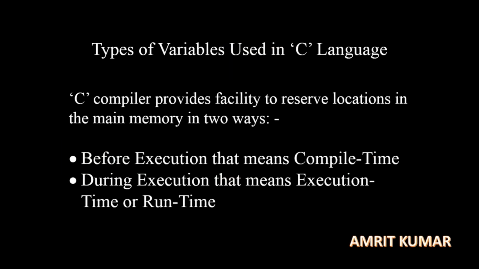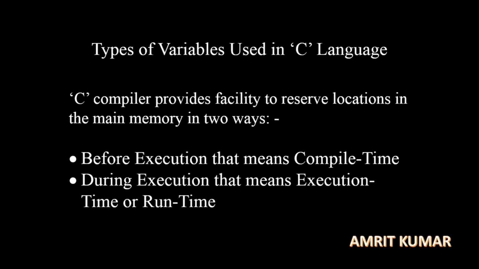Types of variable used in C language is a very important topic. C compilers provide the facility to reserve a location in the main memory in two ways. What are these? The first is before execution, which means compile time, and the second is during execution, which means execution time or run time.